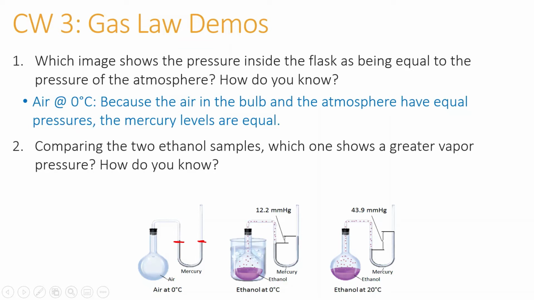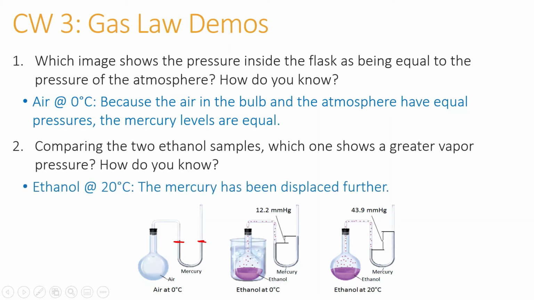So which one shows a greater vapor pressure? That's going to be the ethanol at 20 degrees Celsius. And we know that because the mercury has been displaced further. Now this makes sense because when the liquid is at a higher temperature, more of those liquid particles are going to evaporate into a gas. So we'll have more gas above the liquid, which means a greater vapor pressure.